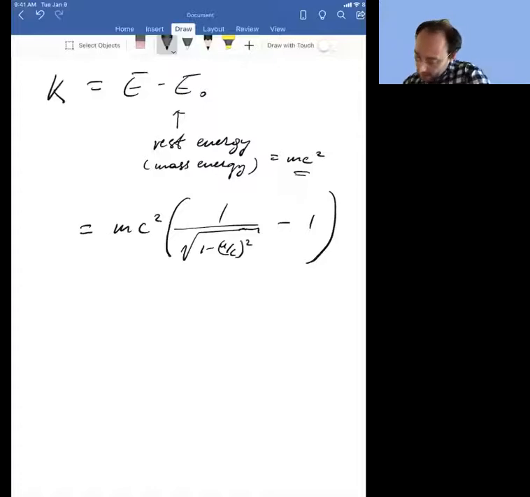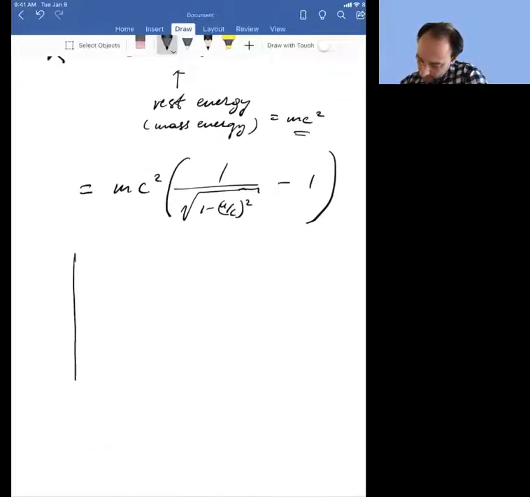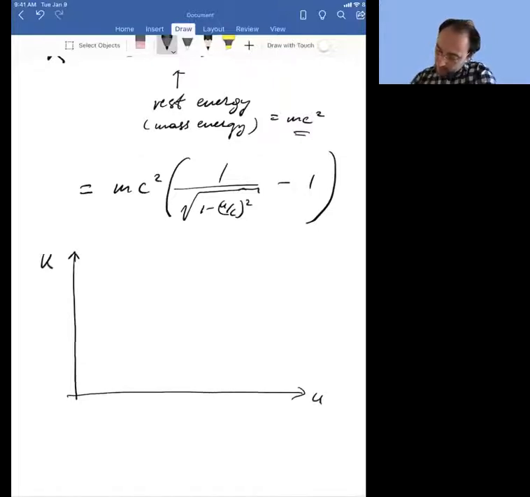Okay. And what happens when you plot it? So here's U and here's K. Well, when U equals C, the denominator here is 0, 1 over 0 is infinity. So here's your light barrier. And so the whole expression is infinite, it diverges. On the other hand, at small u, you have to do some Taylor expansions. When you do the Taylor expansions, you find that the whole expression reduces to the regular kinetic energy.